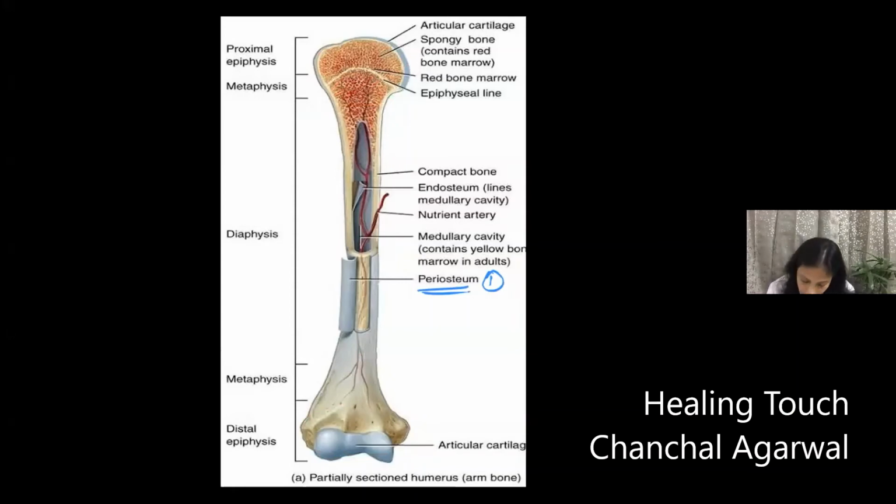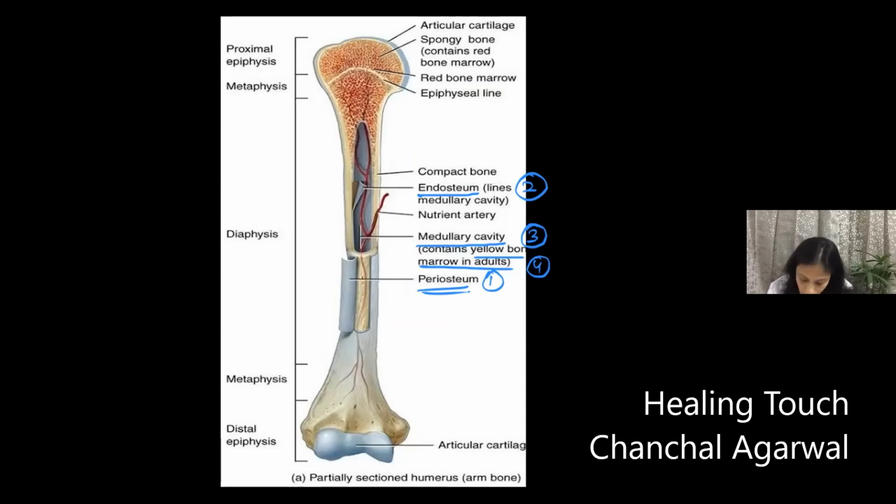Next thing, if you cut a vertical section of the bone, the inside of the bone is hollow, and that hollow part has a covering which is called endosteum. Outer covering is periosteum, inside covering is endosteum. And inside the endosteum, the cavity is called the medullary cavity. The medullary cavity contains bone marrow. Which type of bone marrow is this? It is called the yellow bone marrow. It's not red bone marrow.